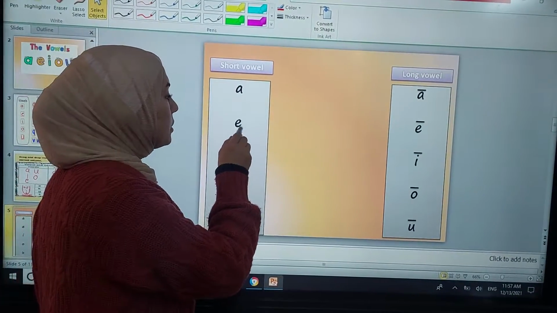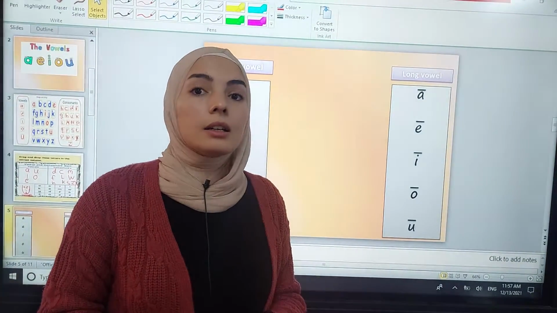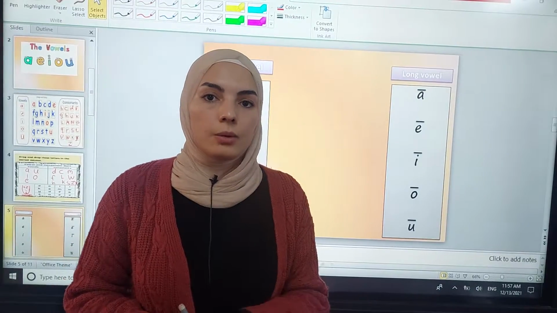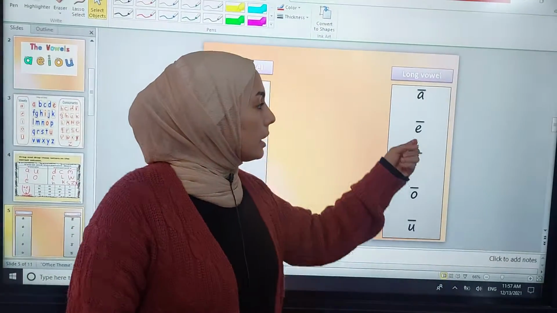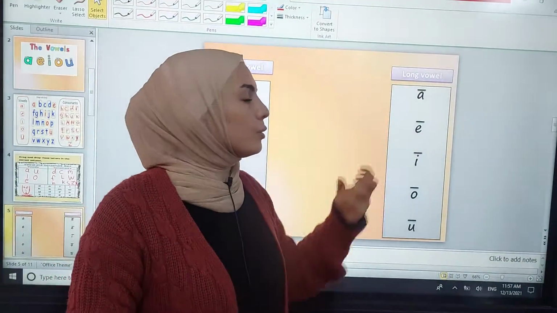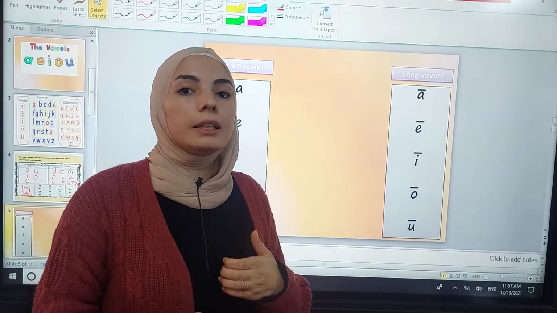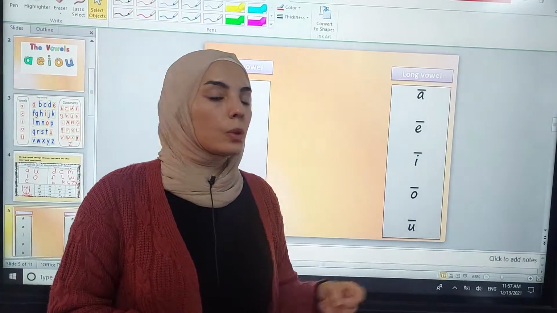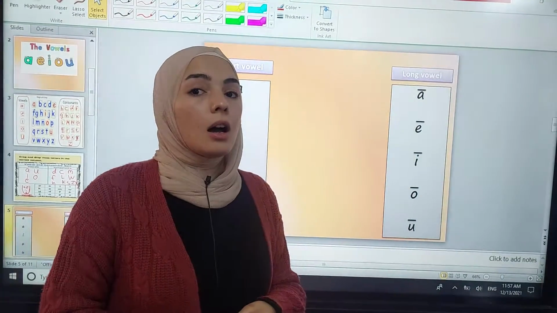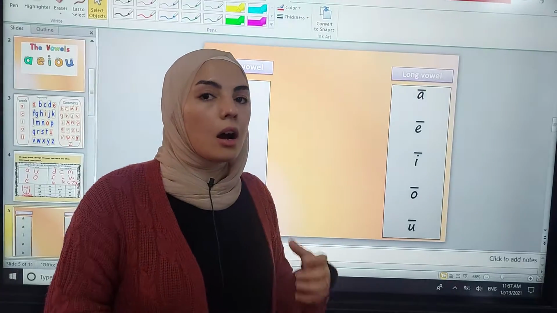Here we have letter E. The sound of the letter E is eh. This is the short sound. The long sound will be as its name, E. This is the long sound for letter E. The short sound for letter I is ih. The long sound will be as its name. What is the name of this letter? I. So the long sound for letter I is I.